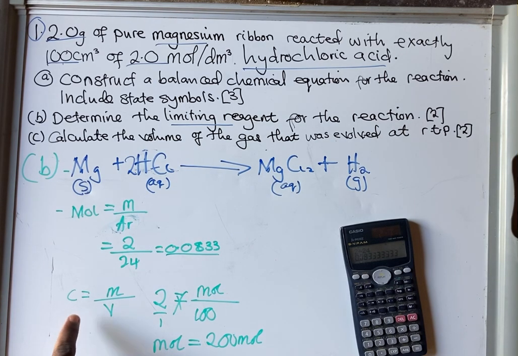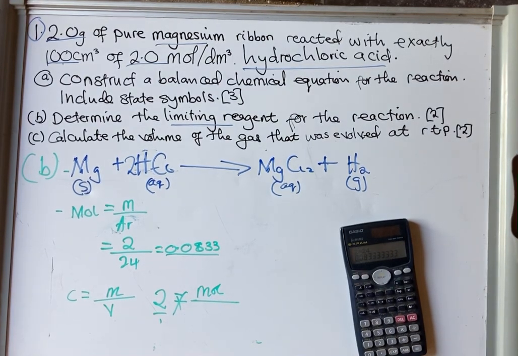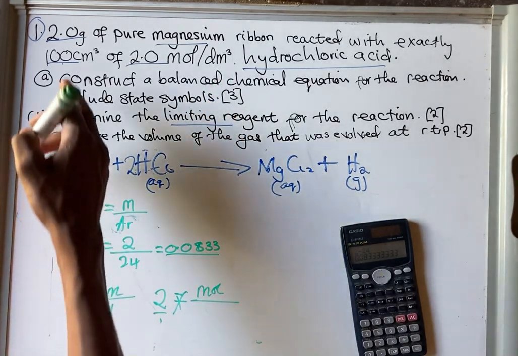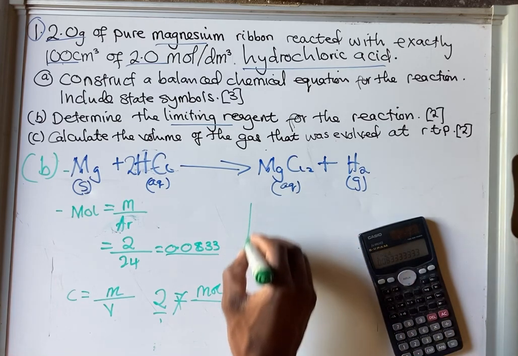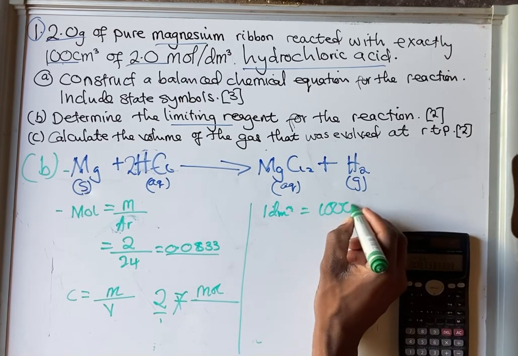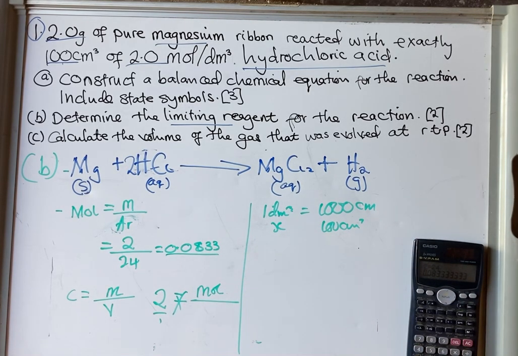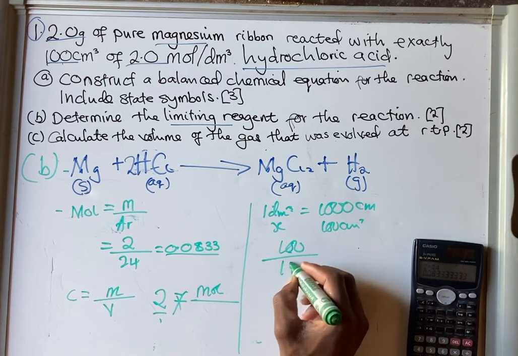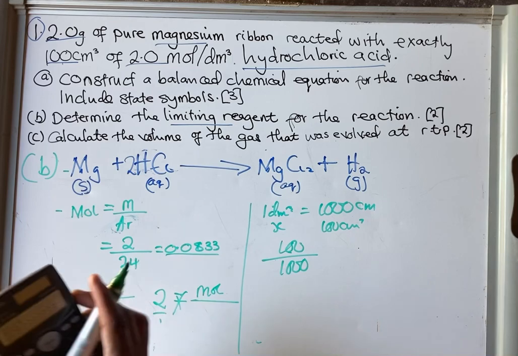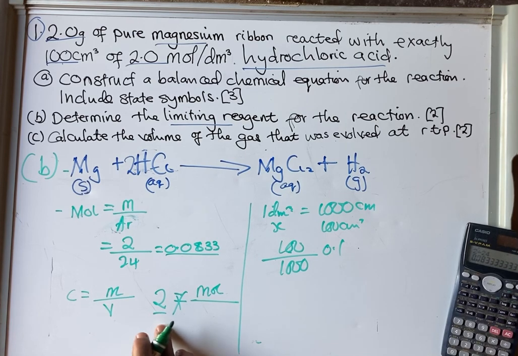Okay, so we have used the formula for concentration: concentration is equal to moles over volume. Okay, just forgot something. You're supposed to convert this volume into decimeters because the concentration is in mole per decimeter cubed. So you need to convert this 100 into decimeter cubed. Okay, so we have 1 decimeter cubed is equal to 1000 centimeters cubed. What about the 100 centimeters, how many decimeters is there? Which will mean that you need to divide 100 by 1000, which is giving us 0.1. So the volume is 0.1.